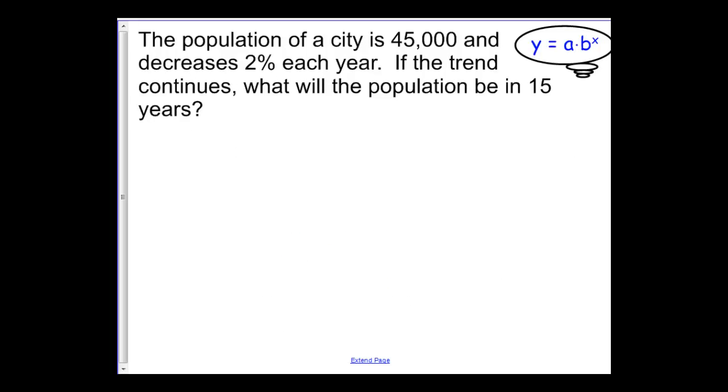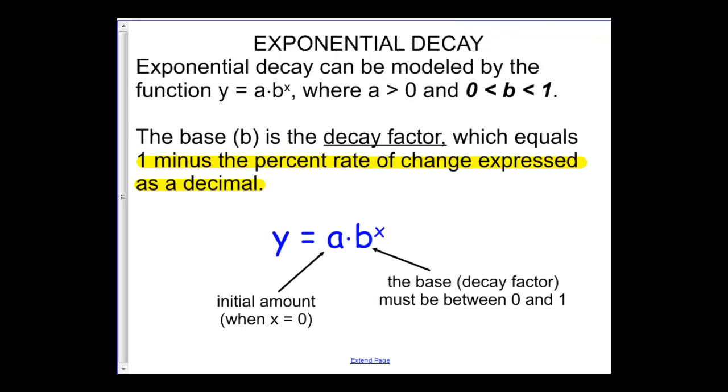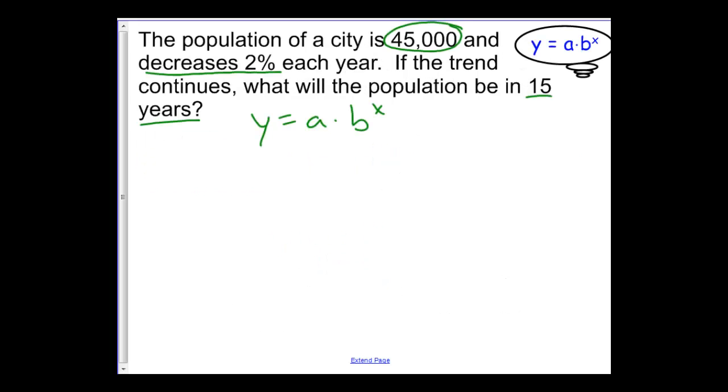We're just looking at the population of a city that was 45,000 people to begin with, and it's decreasing at a rate of 2% each year. So notice we have 45,000 to begin with. It's decreasing by 2% each year, and it asks if the trend continues, what will the population be in 15 years? So as you see that formula up top, y equals a times b to the x. Remember from notes right back here, a is the initial amount and b is the decay factor. So a, the initial amount, should be pretty simple to plug in. That's going to be the 45,000.